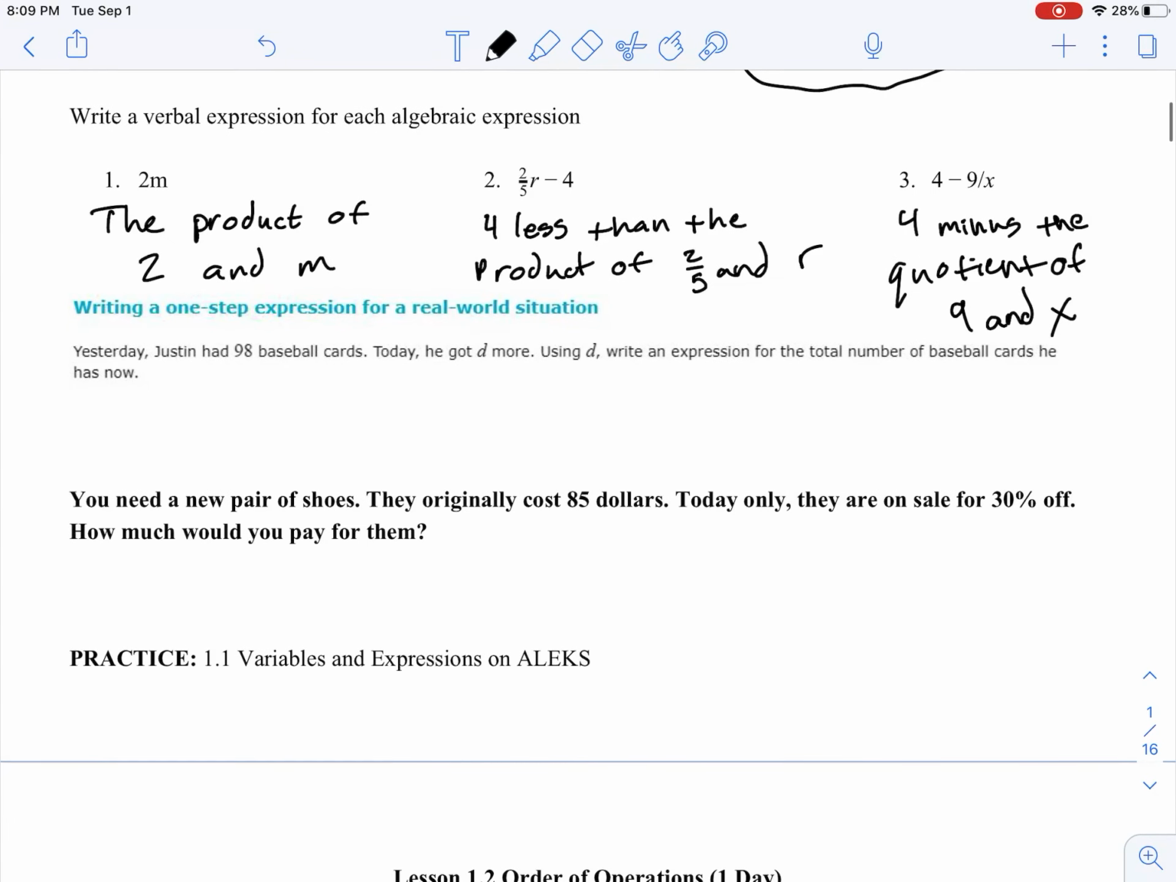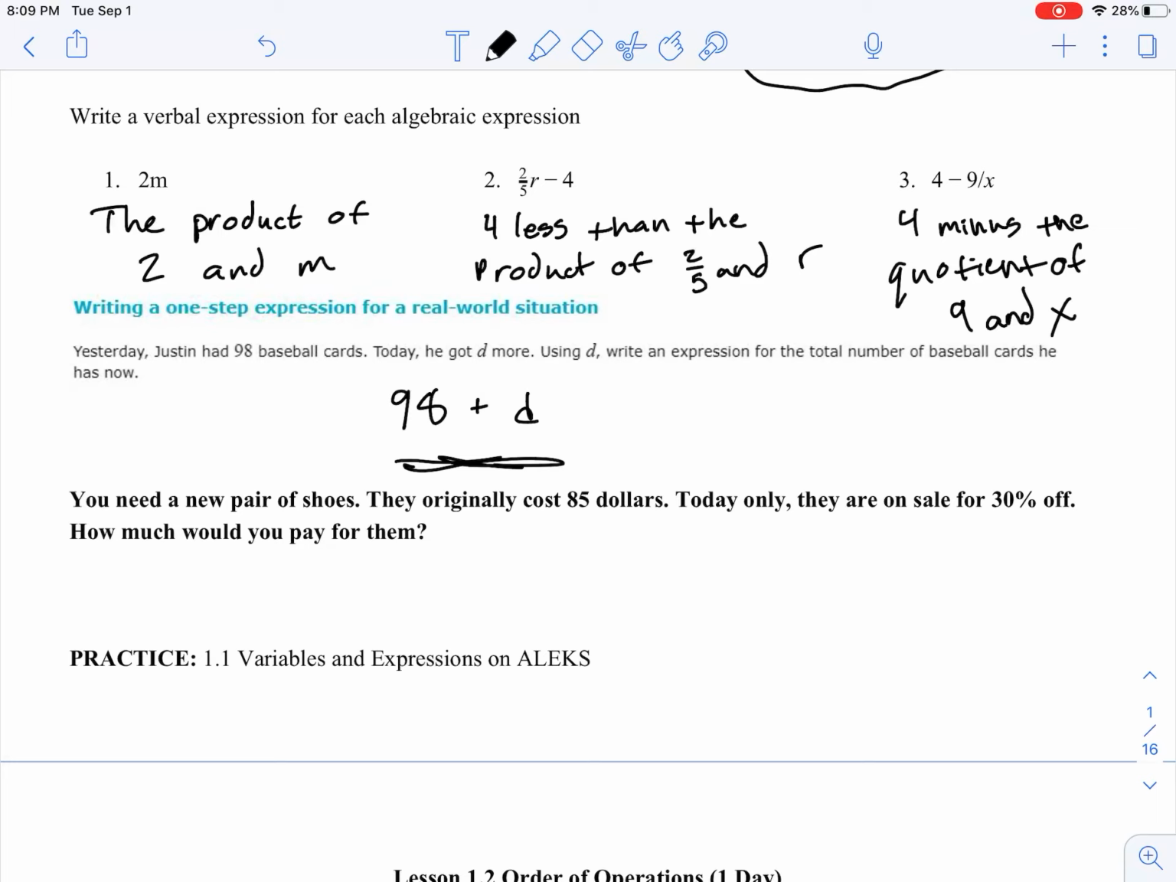Let's continue. We're writing expressions now for word problems. Yesterday, Justin had 98 baseball cards. Today, he got D more. If you have baseball cards and you get more, the operation that you're using here is addition. If you have 98 baseball cards and we add on D more, that means we're adding more to our collection. That's it for that one.